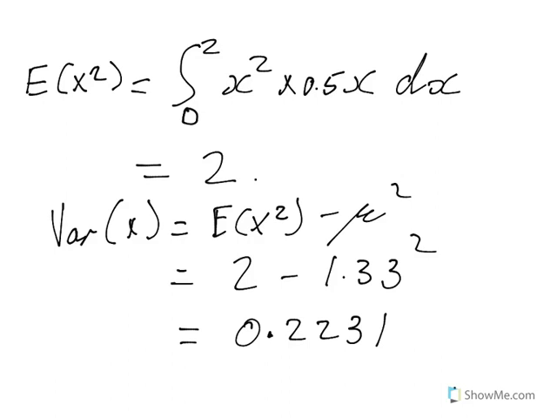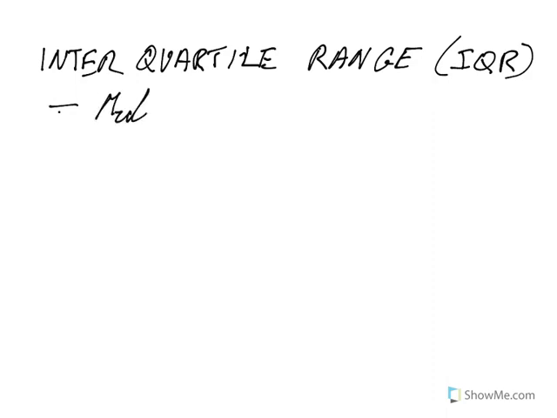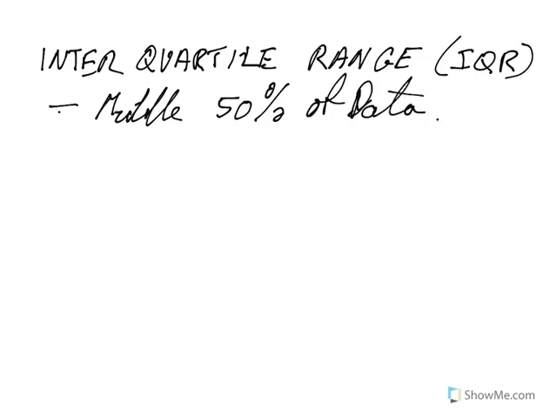Alright, there's another measure of spread that is used, and that's a thing called the interquartile range, commonly known as the IQR. What's interesting about the interquartile range is that the middle 50% of the data is in that.